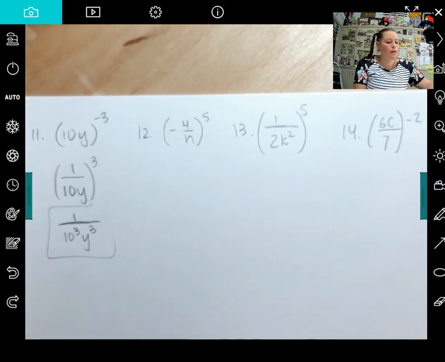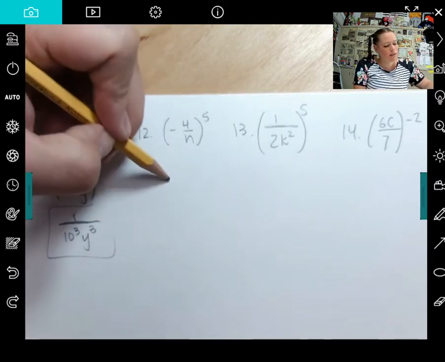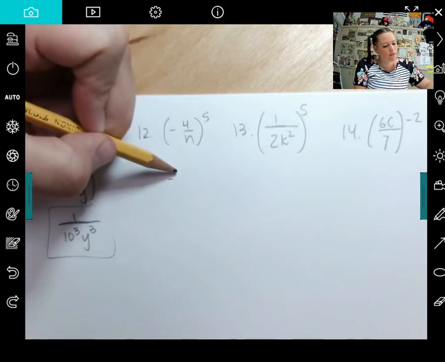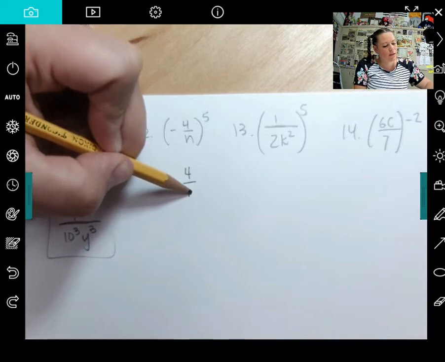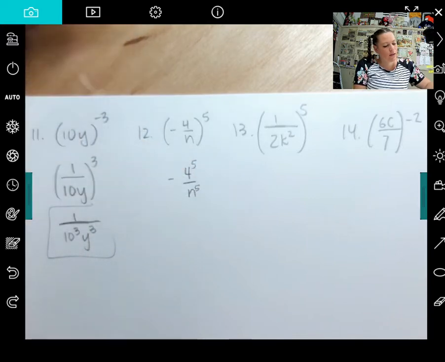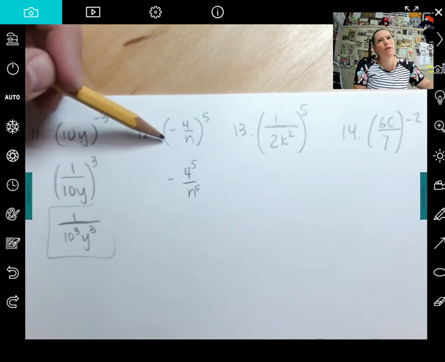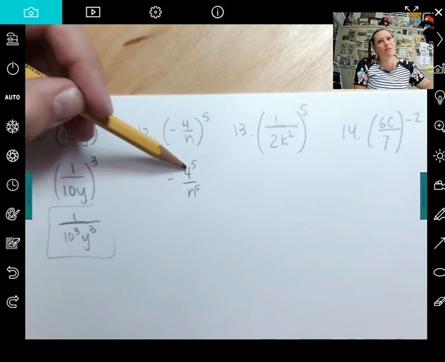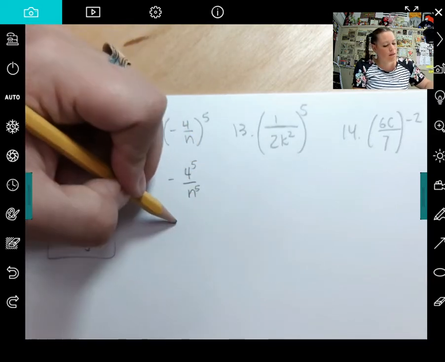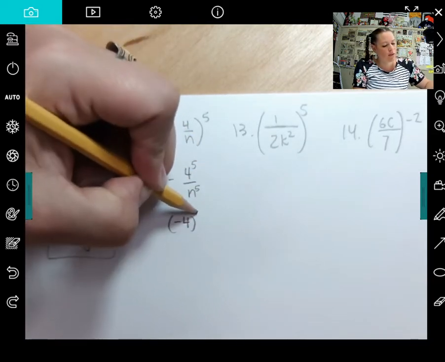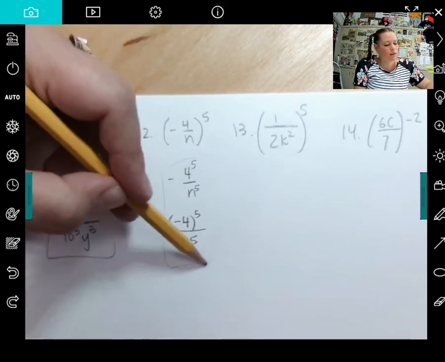For number 12, we would go ahead and just distribute this 5 in. So leave the negative out in front. The reason that we'd leave the negative is because this is an odd exponent. Otherwise, I might suggest attaching it to the 4 and putting it in parentheses. So you could say negative 4 in parentheses over 5 n over 5. So either one of those.